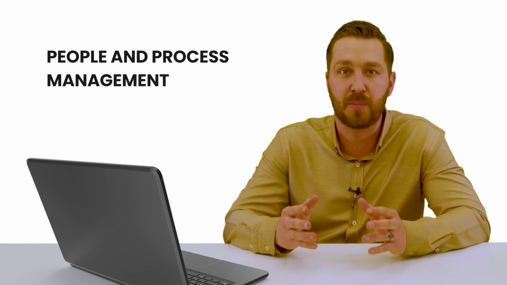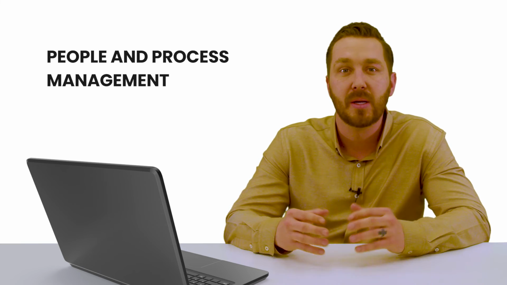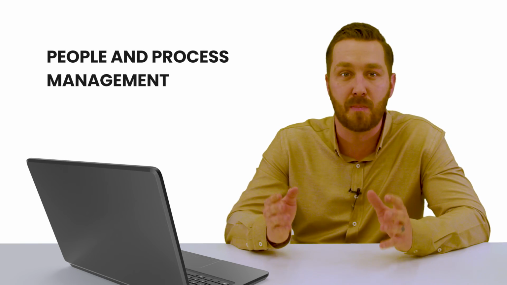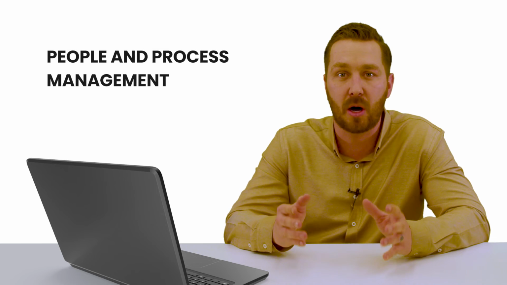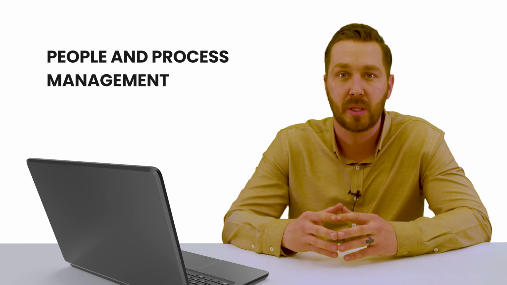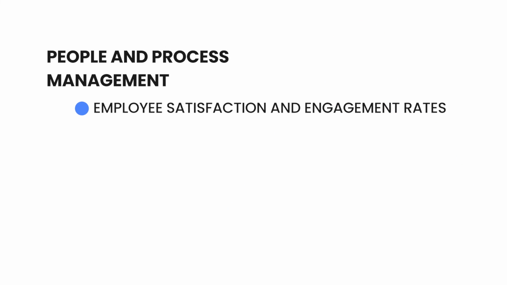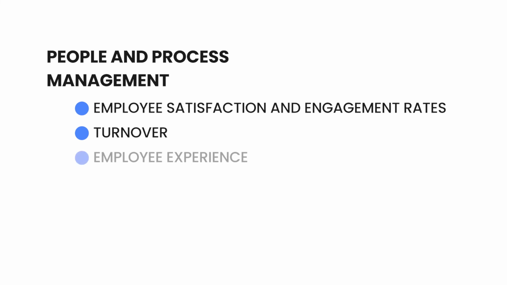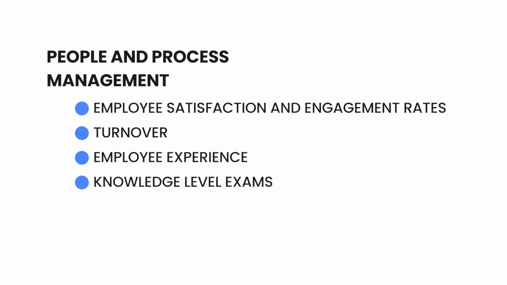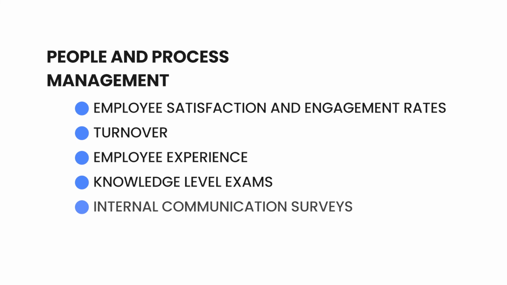Number 4, people and process management. People and process management is the most important factor that the call center manager must overcome. It contains several areas. The metrics that can be monitored in this management area are employee satisfaction and engagement rates, turnover, employee experience, knowledge level exams, internal communication surveys.